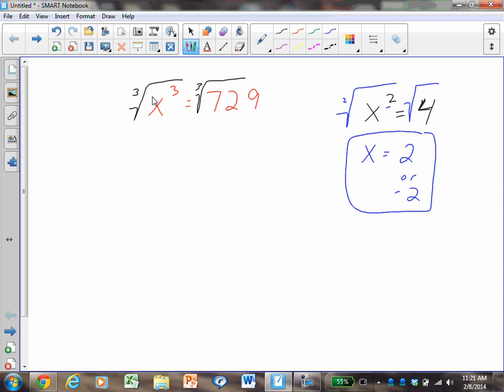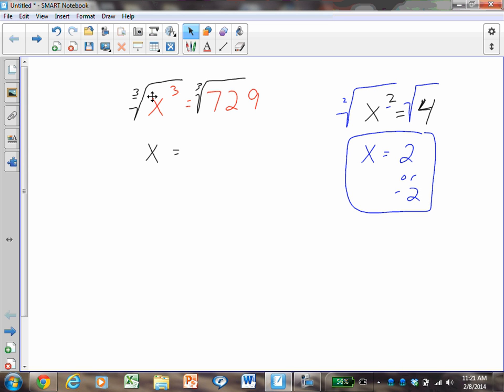So you see this little 3 up here. And the cube root of x cubed gives you x, okay? That's why we did it, because it leaves x by itself. So what is the cube root of 729? Well, if you go to your calculator, you should have a cube root on it somewhere. If not, we have to try to figure it out, okay?